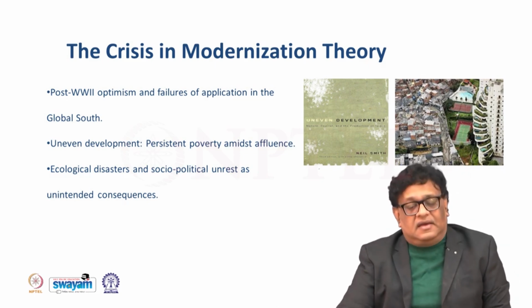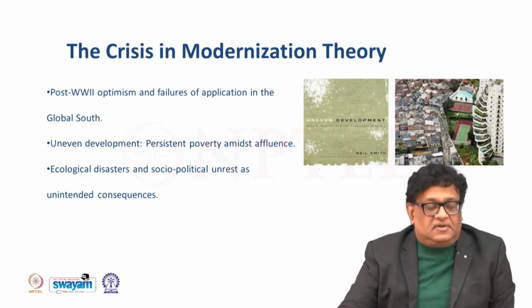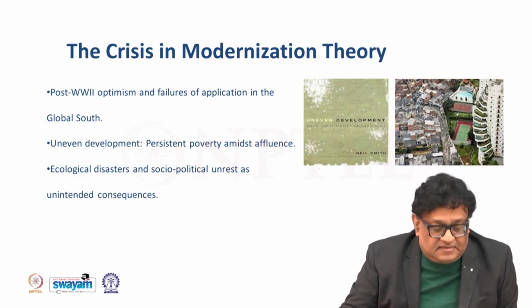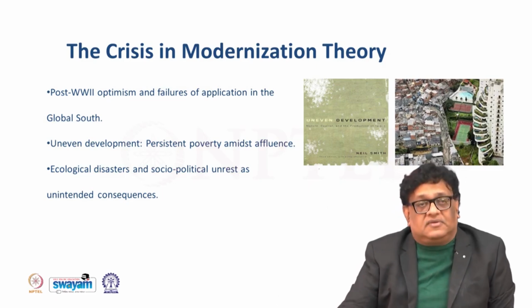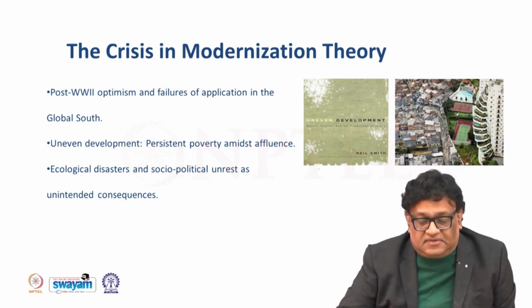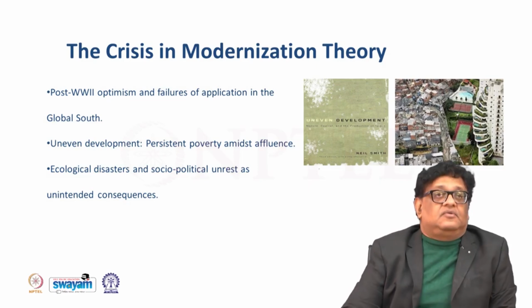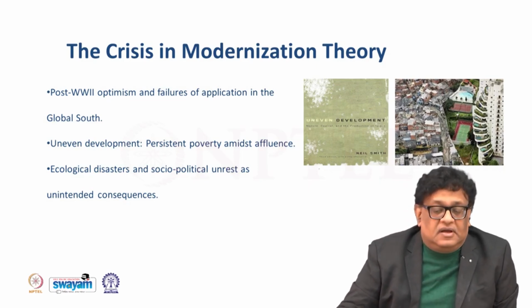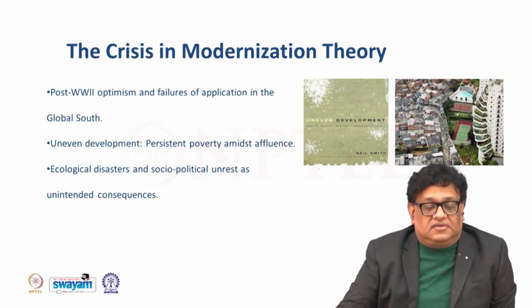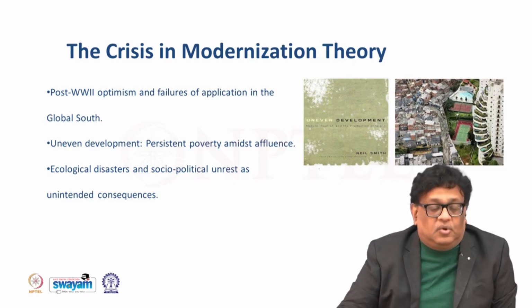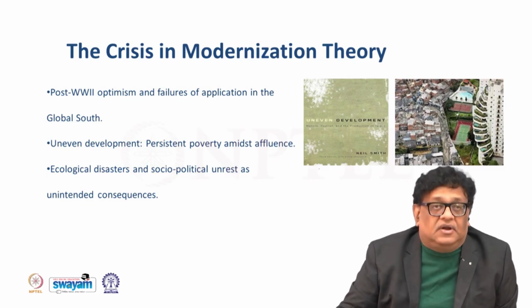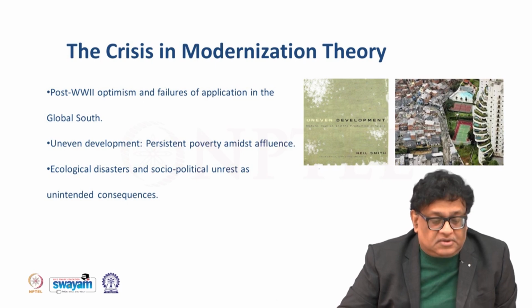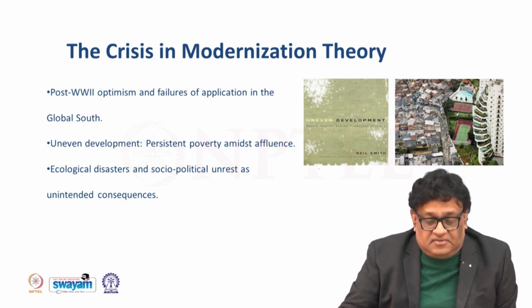For example, in Latin America, industrialization projects in cities like Sao Paulo and Buenos Aires coexisted with extreme poverty in rural areas. These disparities underscored the inability of modernization theory to address structural inequalities rooted in global capitalism and colonial histories. The ecological consequences of modernization had also become evident.